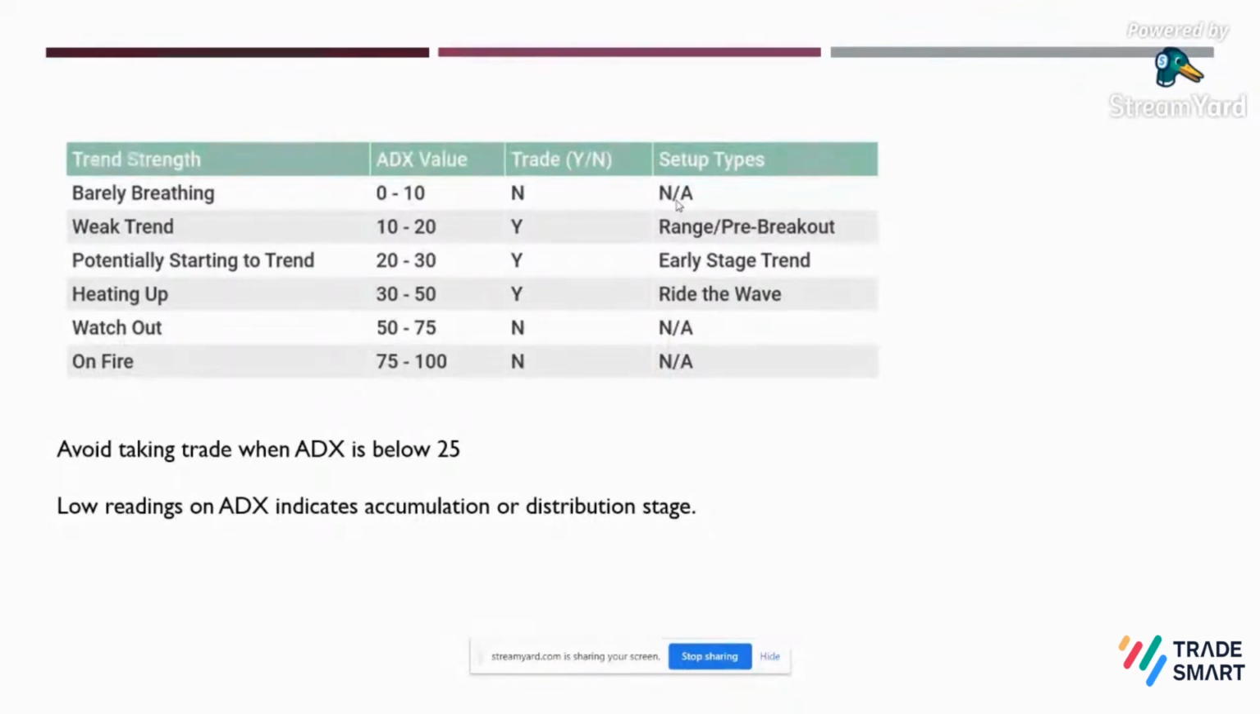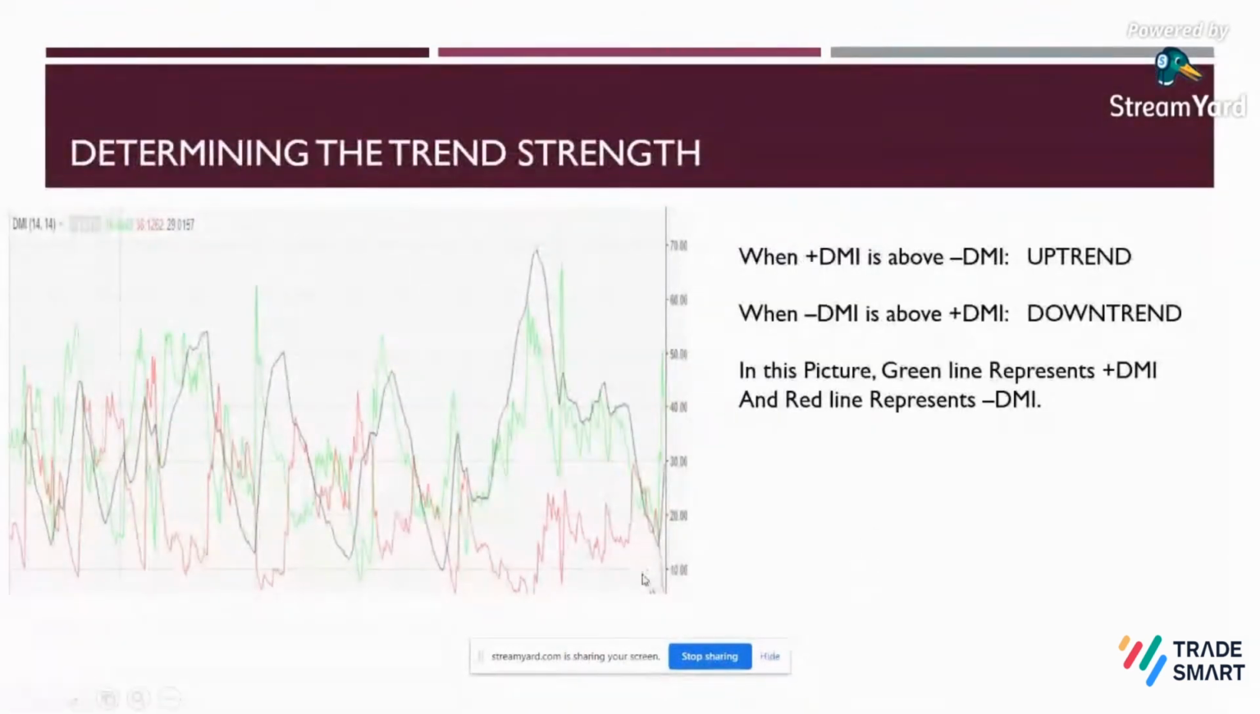When it is trading between 10 to 20, then either it is a range bound market, or it is preparing itself for a breakout zone. As you can see from here, 10 to 20, it is very much that the market is either accumulating or in distribution mode, and the market is preparing for a breakout.